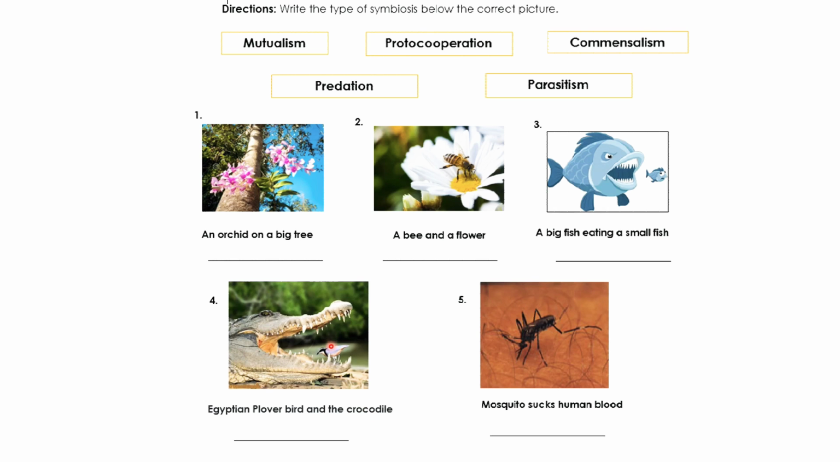This Egyptian plover, this crocodile will get a clean mouth, and this Egyptian plover bird can get food out of the mouth of the crocodile. And we have also the mosquito sucking human blood. So what is their relationship?